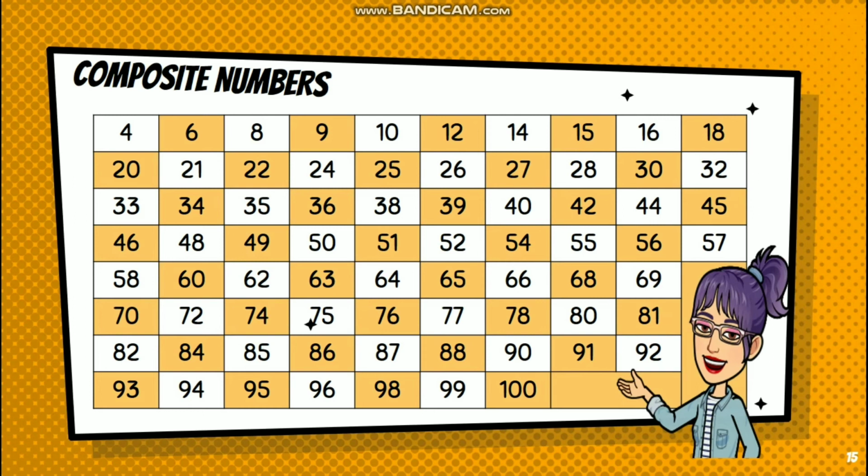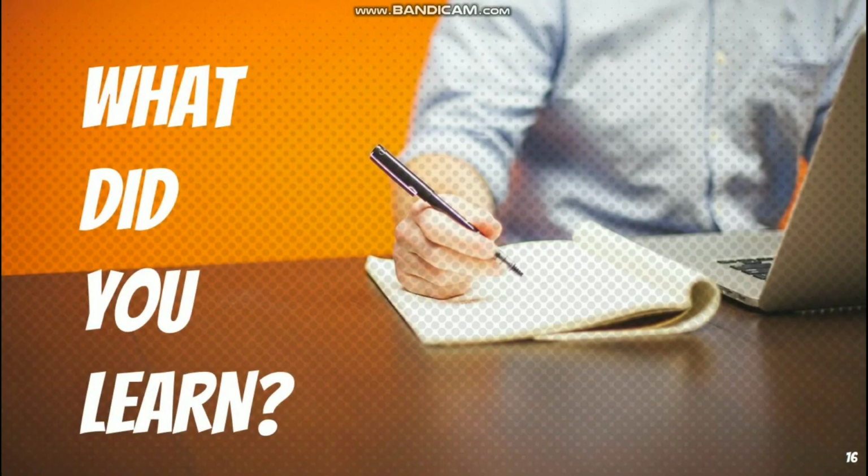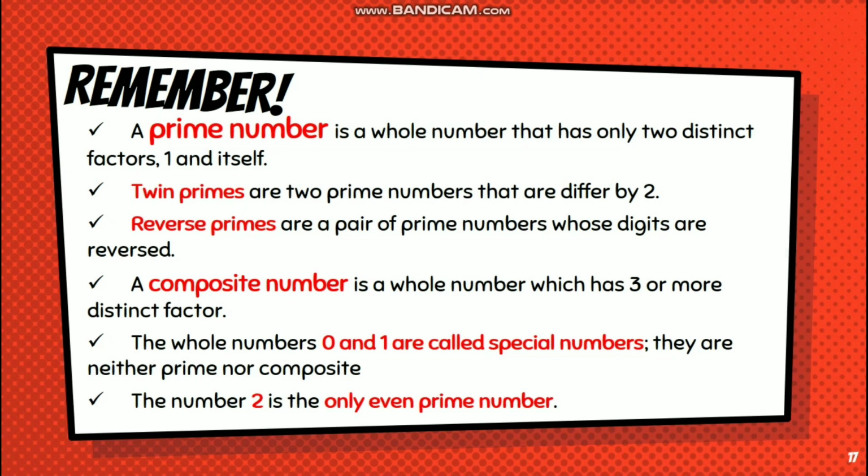So that's all about prime and composite numbers. Did you learn something in our video tutorial? Let me give you some important key points. A prime number is a whole number that has only two distinct factors, 1 and itself. We have two kinds of prime numbers, twin prime and reverse prime. And a composite number is a whole number which has three or more distinct factors.